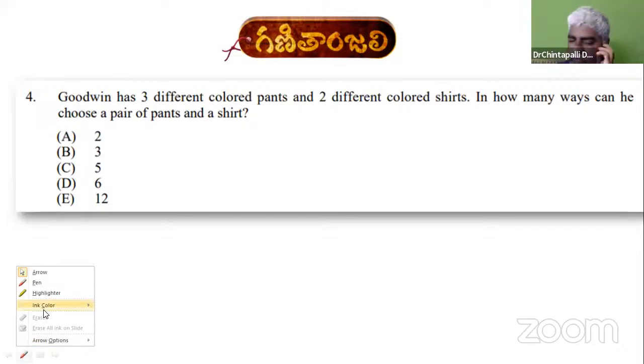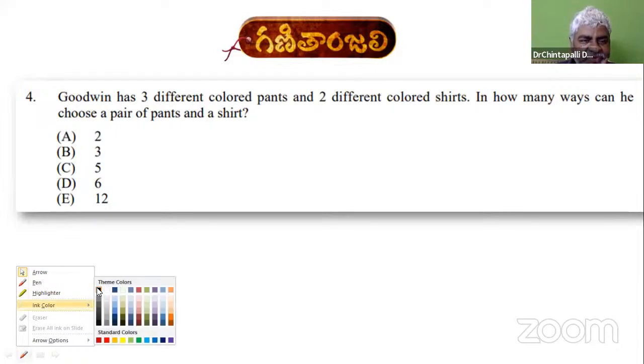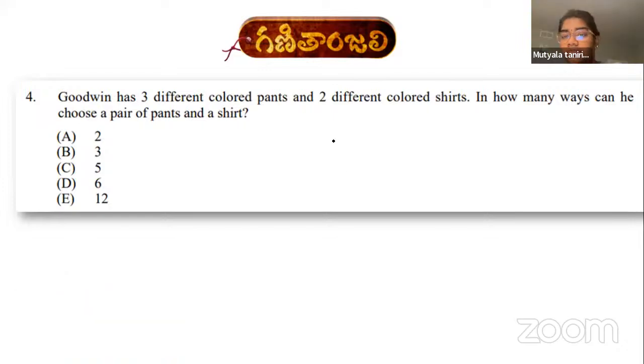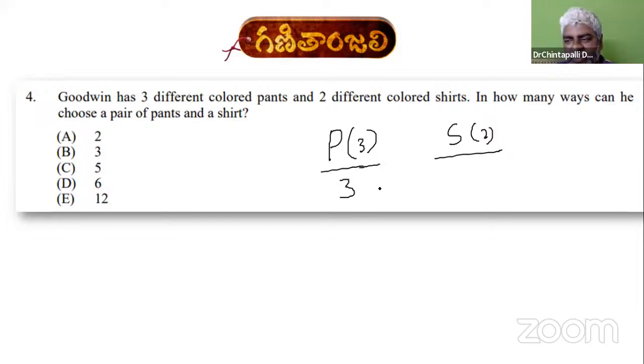There is no question of repetitions being allowed or not allowed because these are 2 different kinds of clothes. Pants, how many? Pants are 3, sir. Shirts, 2, right? He can use any of the 3 pants. There is no restriction or condition like this colored pant is not chosen. Next, how many shirts? 2 shirts.